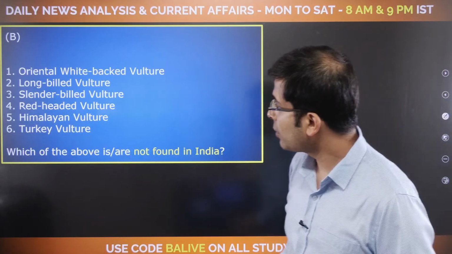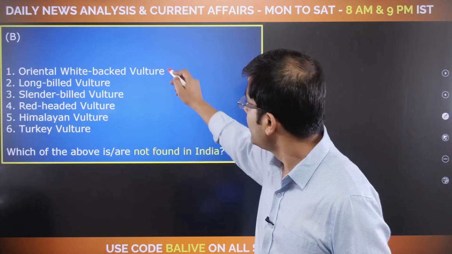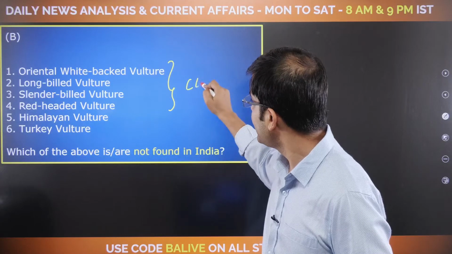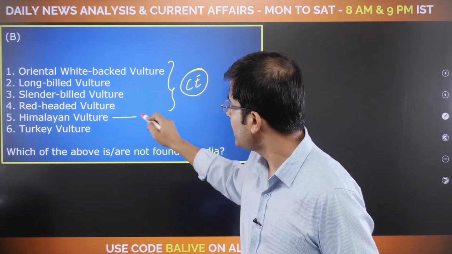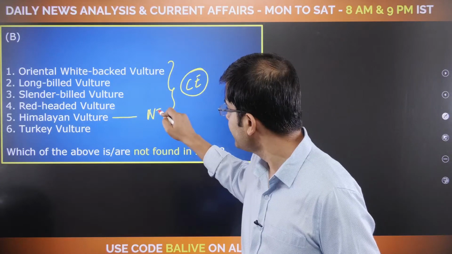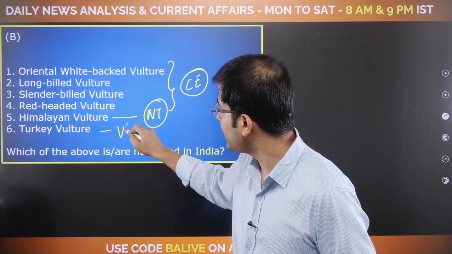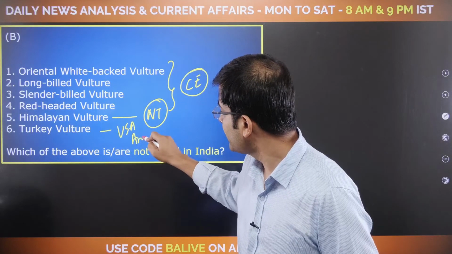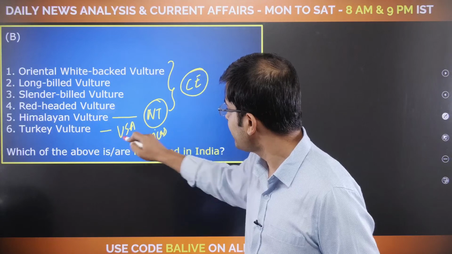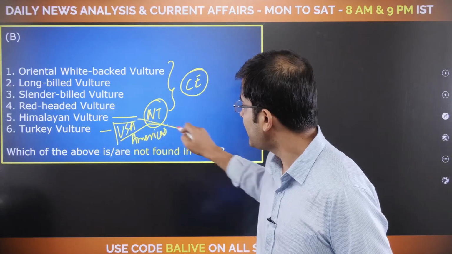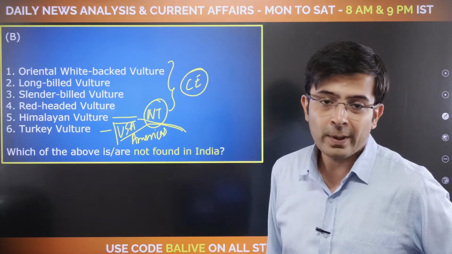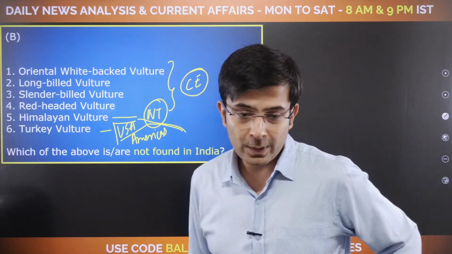Oriental backed vulture, long-billed, slender-billed, red-head. These four are critically endangered, whereas this one is, I think, near threatened. This is again found in the United States and Americas, in fact. This is not native to India, which is why you call it a New World vulture, whereas our ones are called Old World vultures.